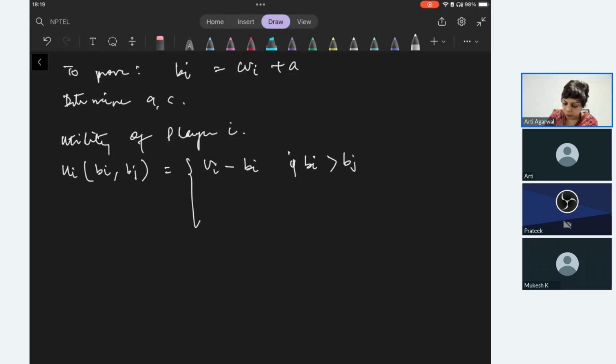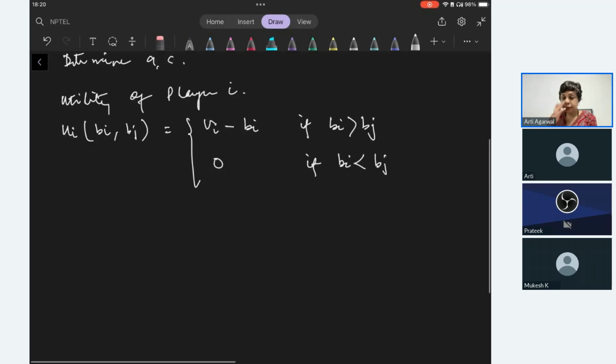Let me write this more neatly. So my valuation minus my bid, because this is a first price sealed bid auction. If, on the other hand, Bi is less than Bj, then I get nothing and I pay nothing. So this is the standard first price sealed bid auction.